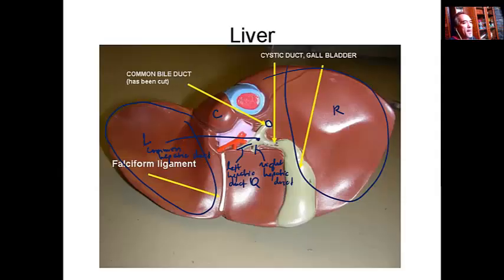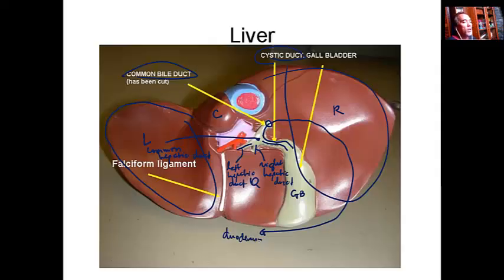Okay? Then remember, it's going to store it to the liver, to the gallbladder. That's going to be my cystic duct that goes to the gallbladder. And then with the squeeze, it goes from the gallbladder to the cystic duct. And now this one is called the common bile duct, which has been cut. And this one is the one that will go to the duodenum.